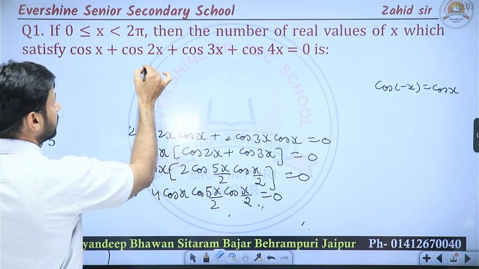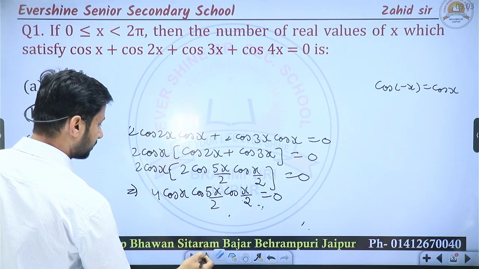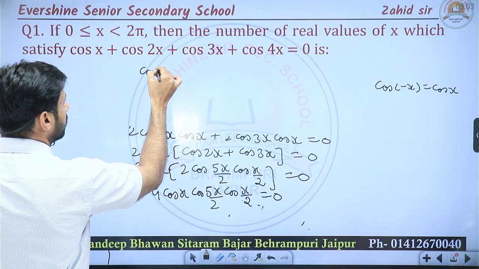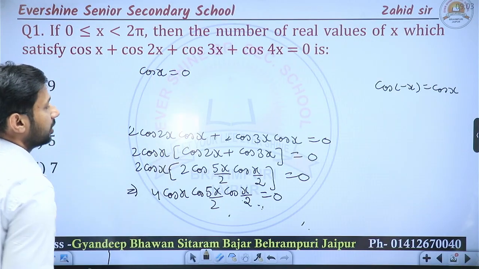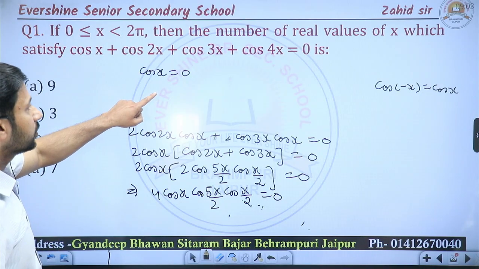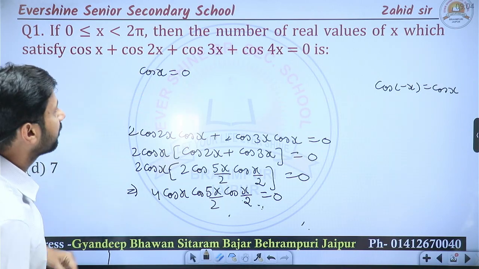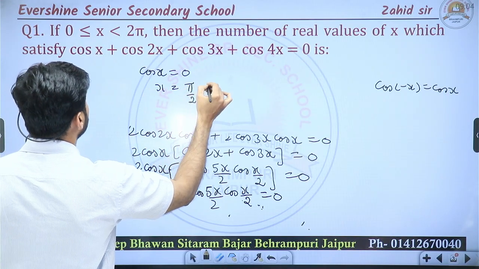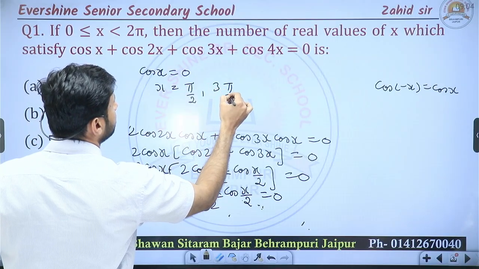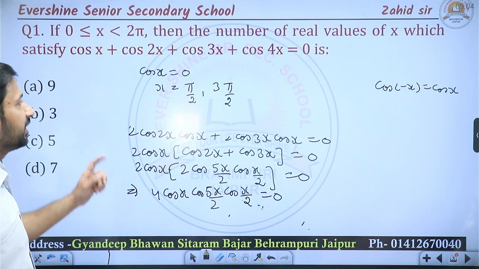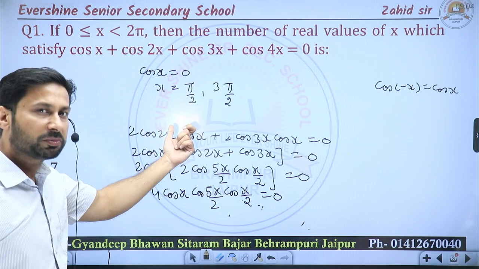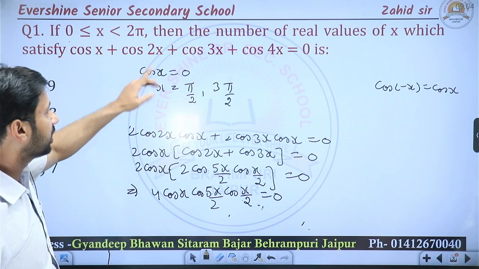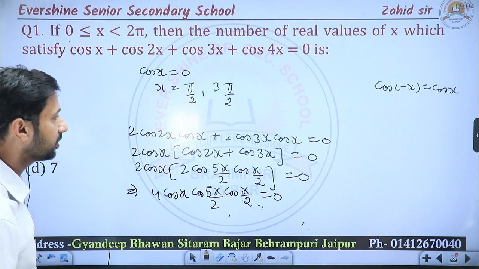So I can write cos x equal to 0. Cos x is 0, so it will be odd multiple of pi by 2. So x will be either pi by 2 or 3 pi by 2. Because whenever cos x is 0, it is always odd multiple of pi by 2. From 0 to 2 pi, I'll be getting two values of this, pi by 2 and 3 pi by 2.